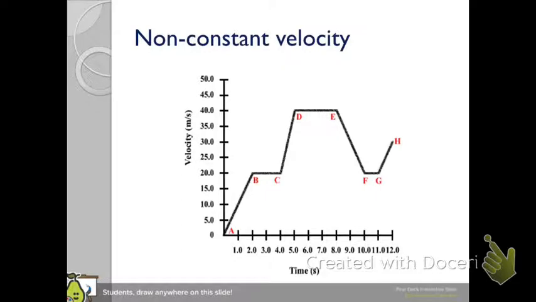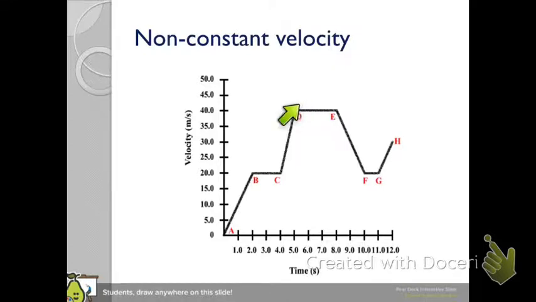Okay, from A to B, what's happening? We're speeding up. And do you see how this is all above the x-axis, which means we have to be moving forward this whole time. Okay? We're speeding up, then what? Same speed. B to C is same speed or cruise control. From C to D, what are we doing? Speeding up. D to E, same speed.